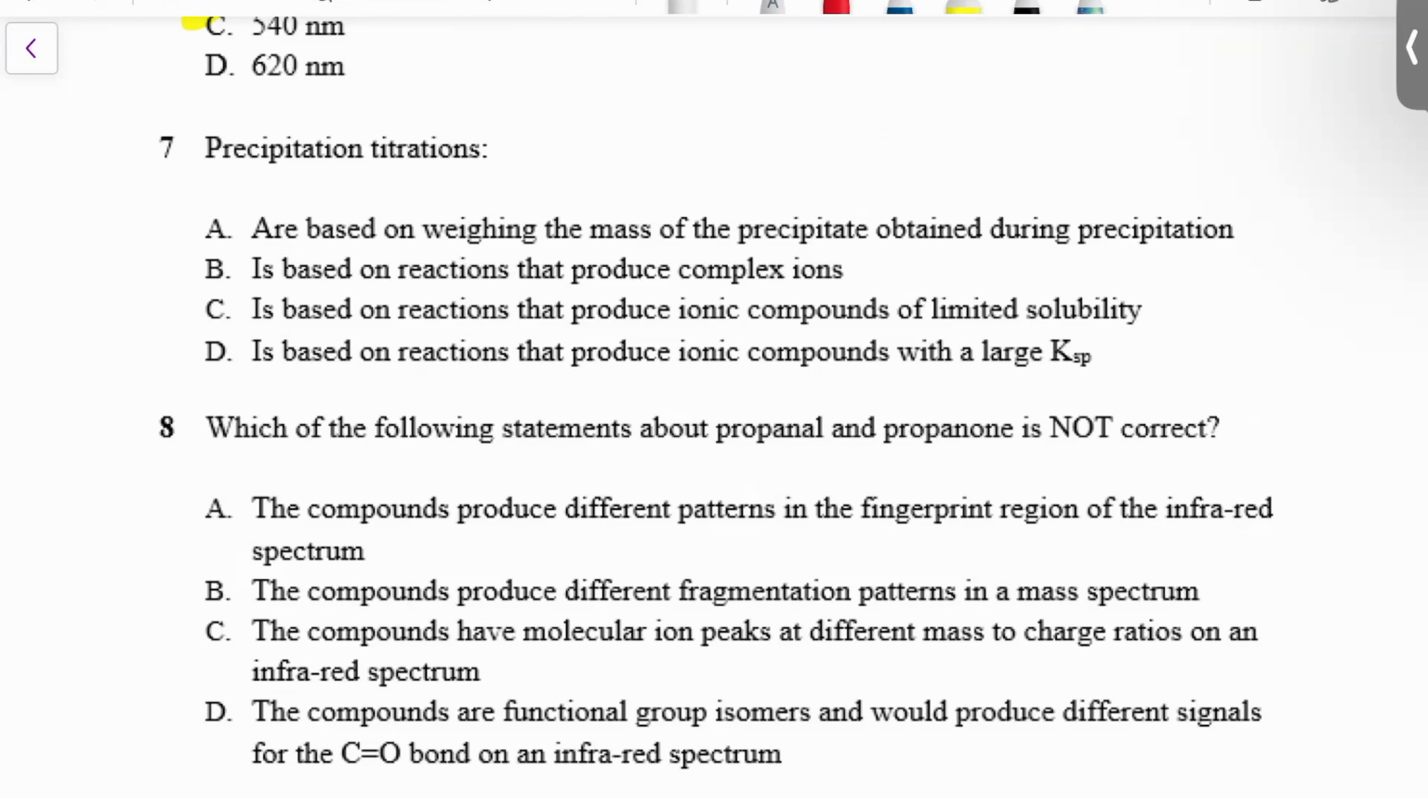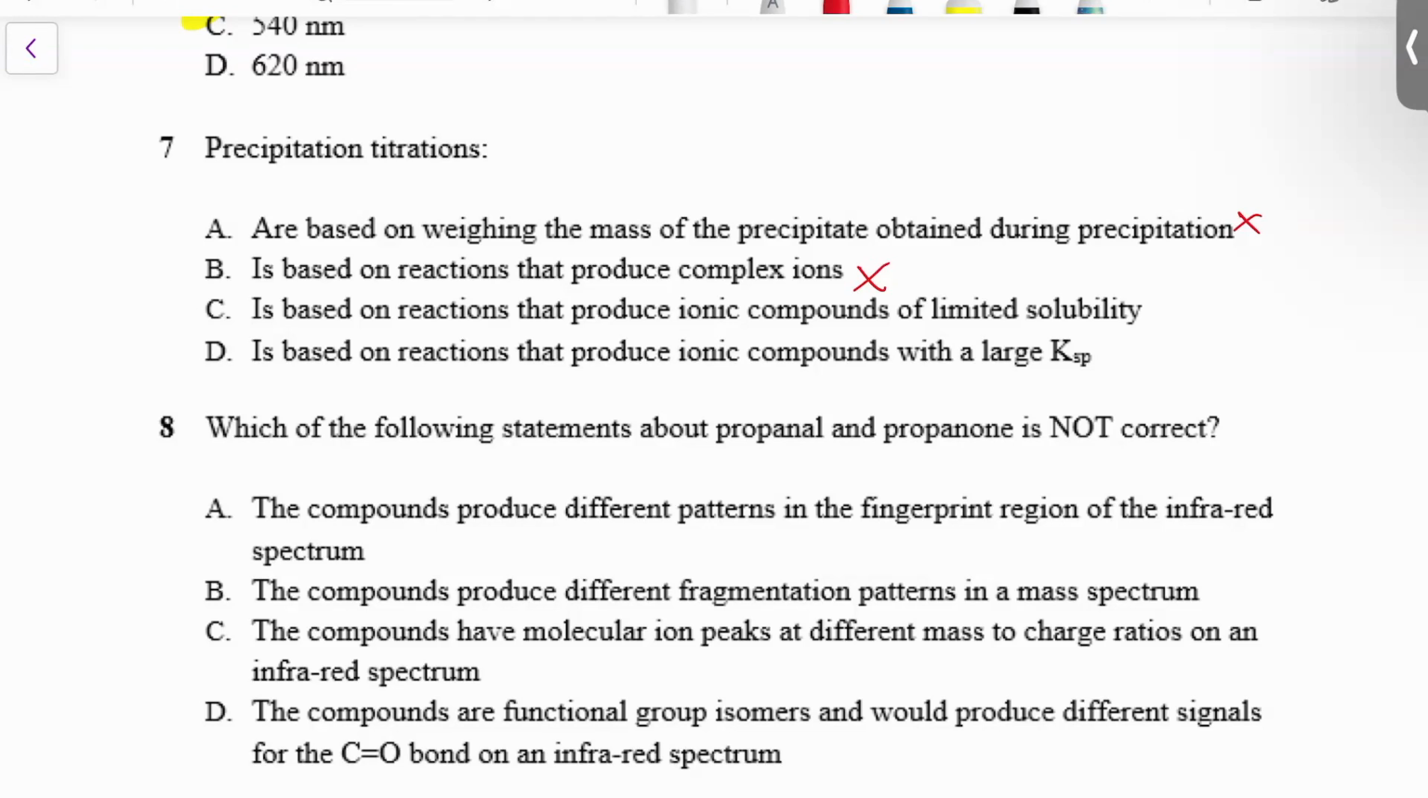So not really. B is based on reactions that produce complex ions. Do we make complex ions when we're doing precipitation titrations? No, precipitation reactions and titrations make precipitates. That's a complexation reaction. Exactly, Cody. Good. That's a different part of the syllabus. You've been able to identify that it's a separate syllabus dot point. That's a really good way of getting to the answer as well.